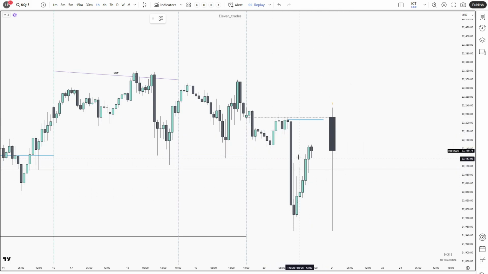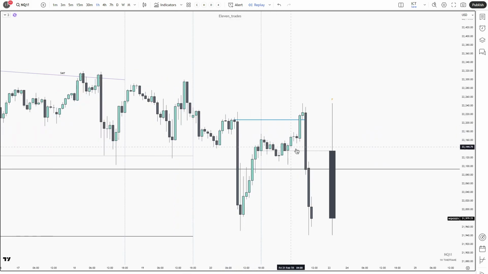So until now, I don't really have a change in state of delivery, not even the inversion fair value gap is a confirmation. So I will wait for that. We get the change in state of delivery, but also we are having SMT divergence at that high. So it means that would probably be the high of the day.